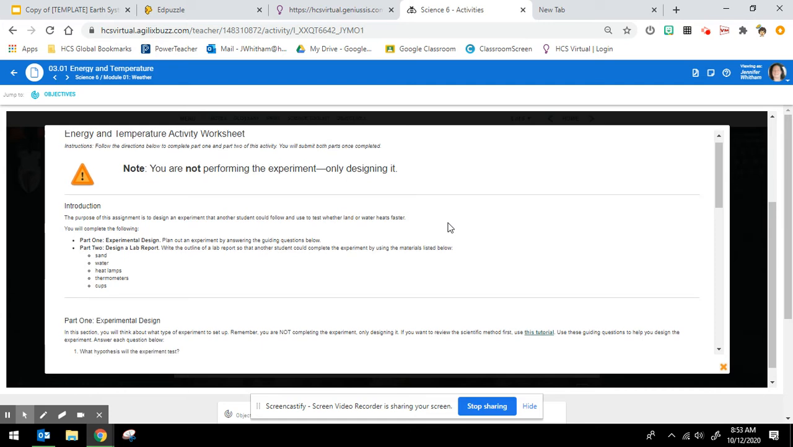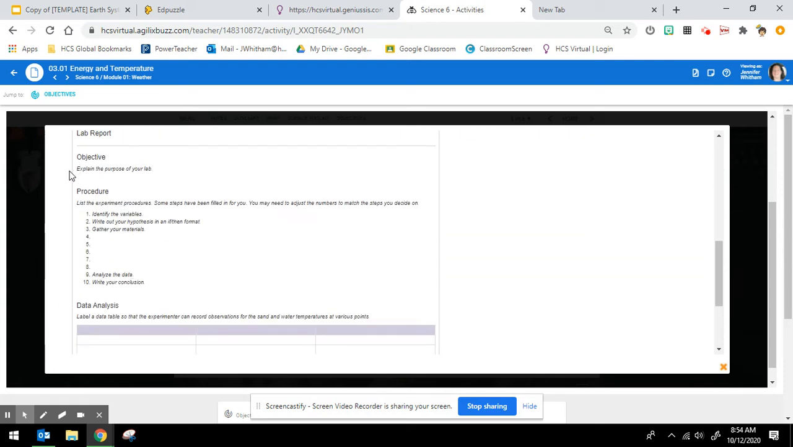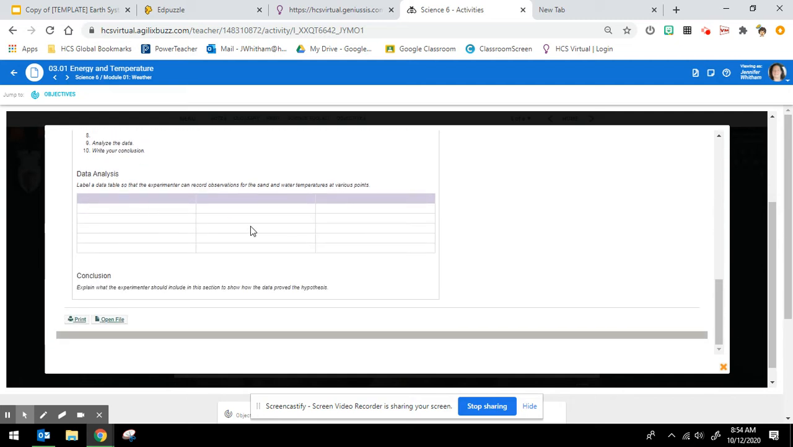It has two parts. Part 1 is experimental design, and Part 2 is to design the lab report, where you are outlining the lab report so that somebody else could complete it. Part 1, experimental design, has 10 questions that you should respond to. Part 2, in the lab report, you need to explain the purpose of the lab or give the objective. You need to fill in the gaps in the procedures, and then you need to identify and label what your data table would look like if you were carrying out the experiment. And then you need to write down what an experimenter would include in their conclusion.